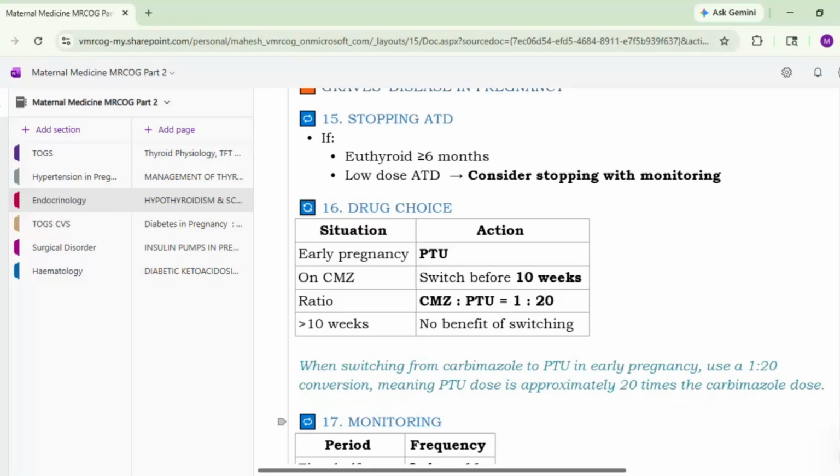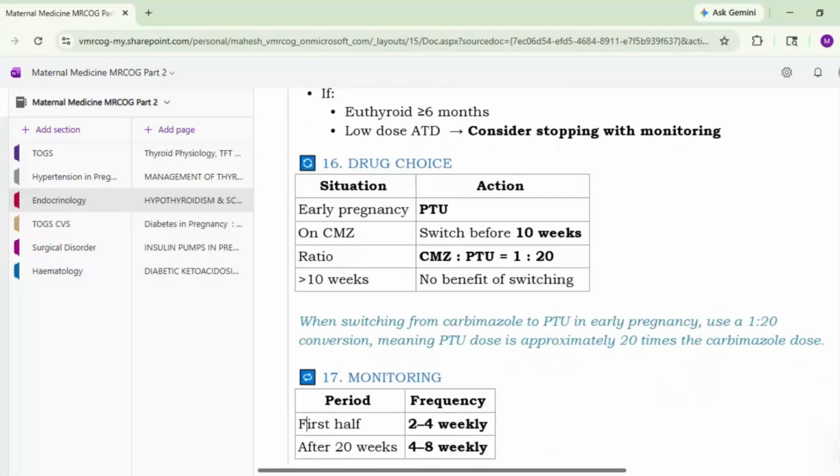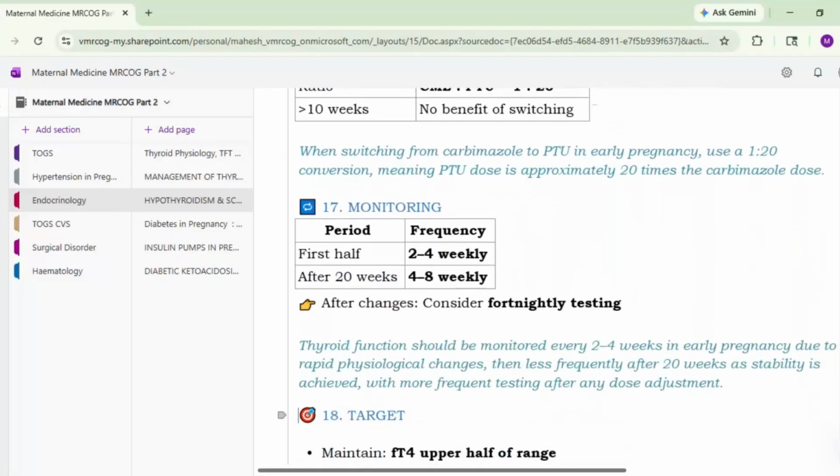The ratio should be 1 is to 20. That means if she is on 5 milligrams of carbimazole, we will start 100 milligrams of propylthiouracil, because it is a little weaker drug. Okay. So after 10 weeks of gestation, there is no benefit of switching. So when switching from carbimazole to PTU in early pregnancy, use a 1 is to 20 conversion, meaning the PTU dose is approximately 20 times the carbimazole dose. This you should also remember, maybe from an SBA point of view.